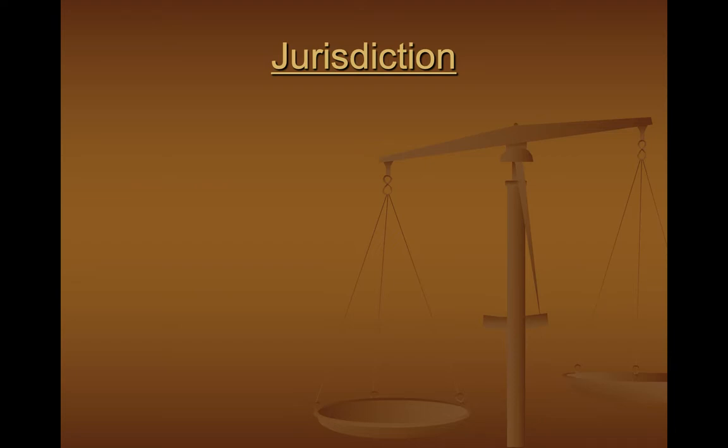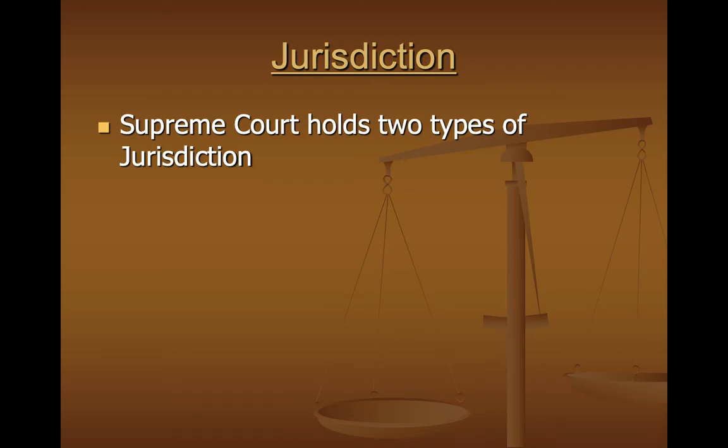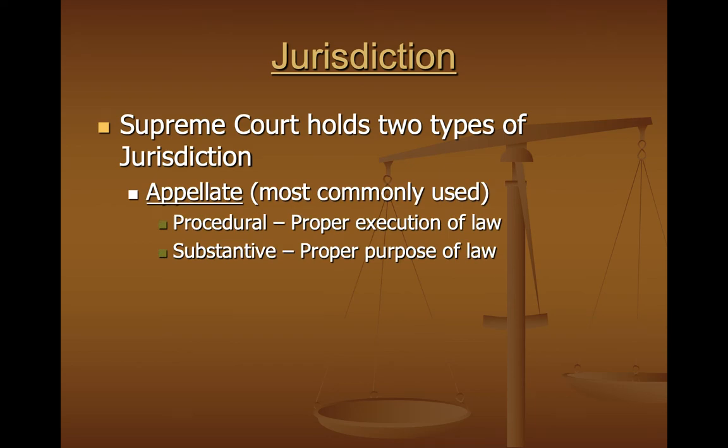The Supreme Court is unique in the United States in that it is the only court that has 2 types of jurisdiction. The majority of the Supreme Court's jurisdiction comes in the form of appellate jurisdiction, where the Supreme Court can hear an appeal of a case from a lower court. When this happens, the Supreme Court can look at one of 2 factors. They can look at procedural issues, such as was a law executed properly? Did a government official abuse their power when they acted on a law?